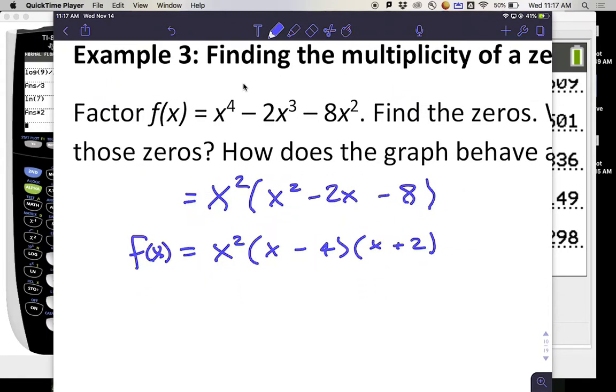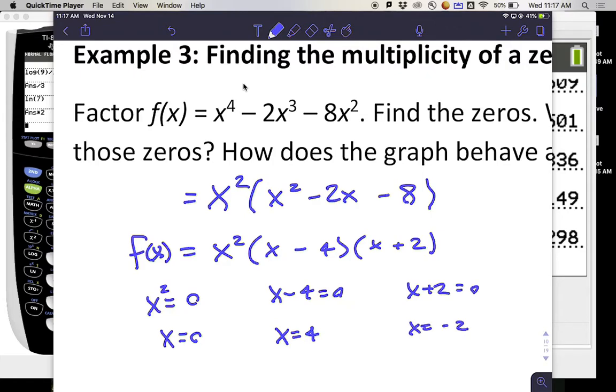Okay, so if you look at your zeros, you're going to say x squared equals 0, so x therefore equals 0. You're going to say x minus 4 equals 0, so x equals positive 4. And then x plus 2 equals 0, so x equals negative 2.